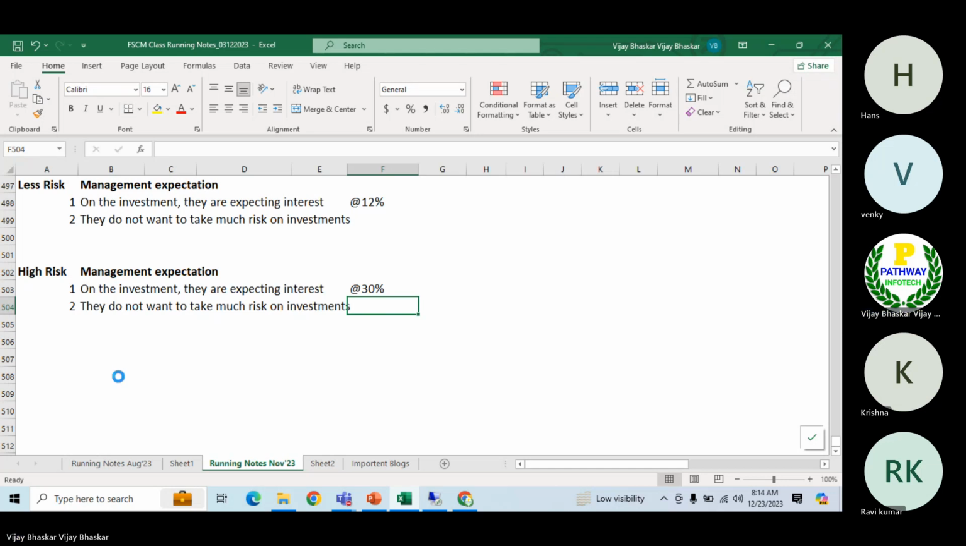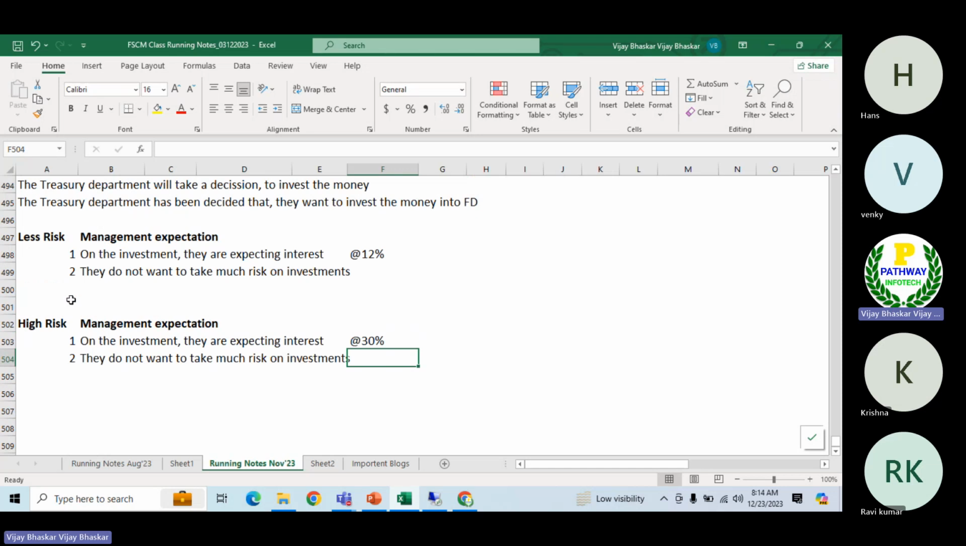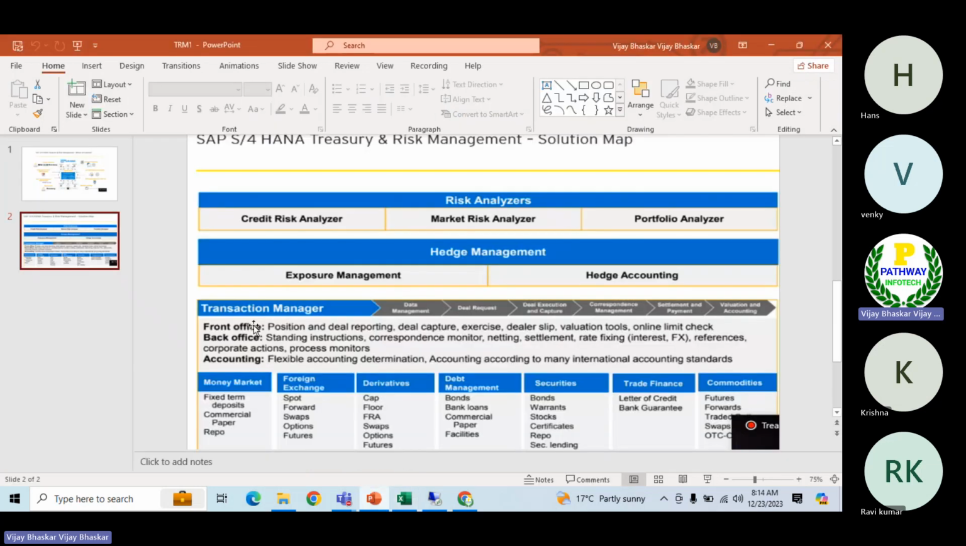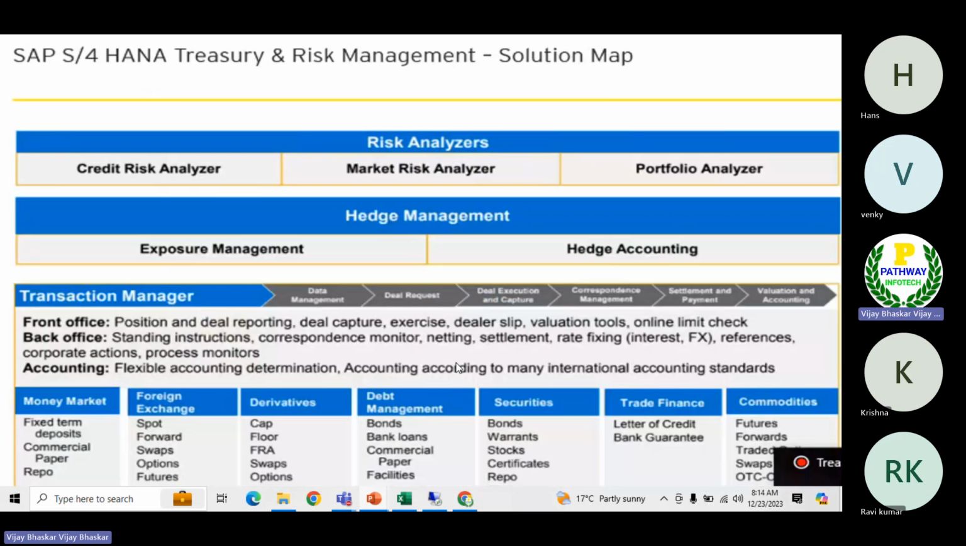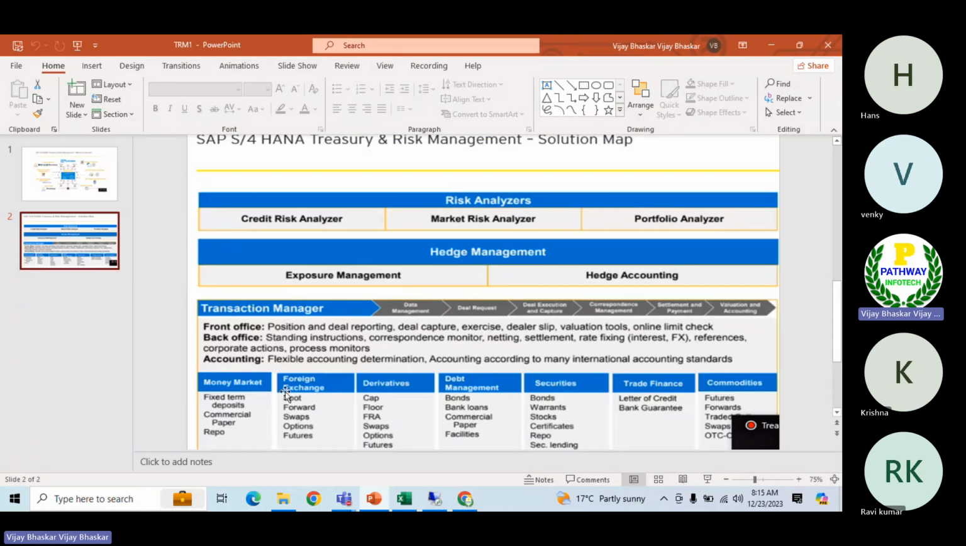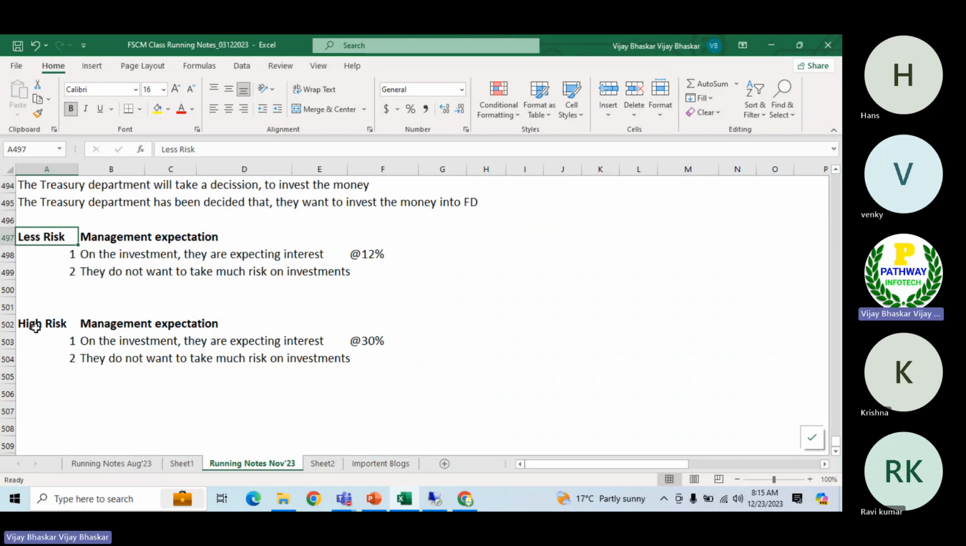Okay, that's fine. Now let us start with the fixed term deposit. Money market is a low risk investment, and our management is looking at low risk. They do not want to go with high risk. So what are the options we have in treasury in order to invest with low risk? The options are the money market instruments. We have fixed term deposit, commercial paper, repos. These are the instruments we have. They are less risky instruments, so by using these we can do the investment.